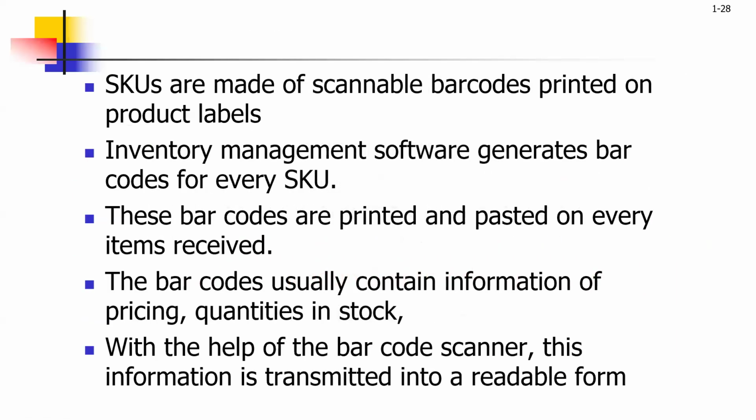So the SKU systems are normally made up of scannable barcodes that are printed on products. I'm sure you have seen barcodes before. They are on products, and inventory management software will generate the codes for the SKU, and then the barcodes are printed and placed on every item that is received.